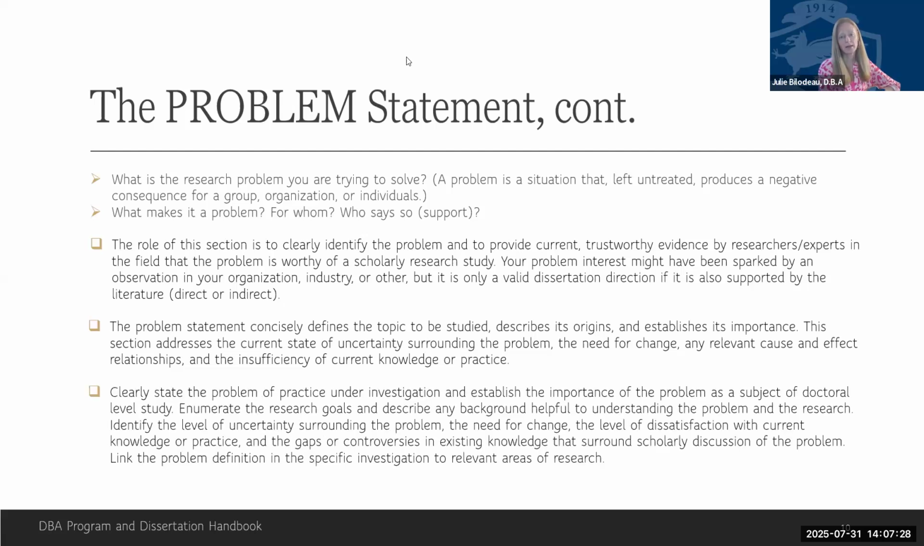All right, so again, all about clearly stating the problem and establishing the importance, because again, this is your time to share with your audience what it is, how you're going to get there, and why it's important to do so.